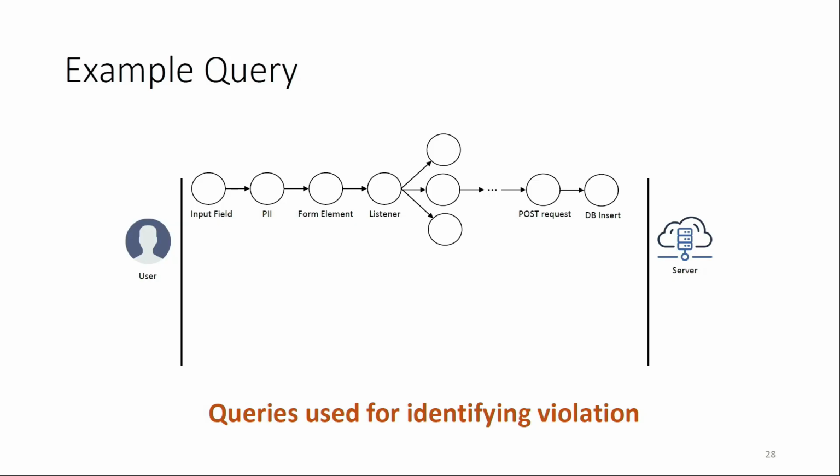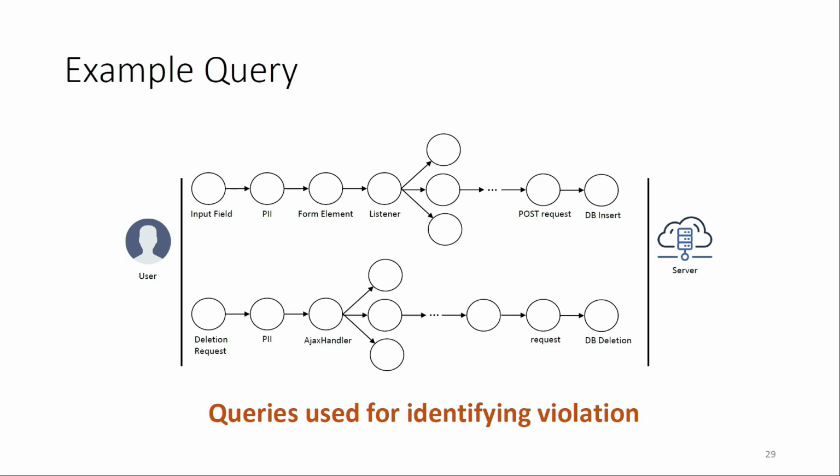So let's take a closer look. Here I'm showing one example pattern of how we use our query on the cross-language code property graph to infer whether a particular application is storing the data or not. So here on the top side, we can see that the application is storing the personal information using an HTML input field. On the bottom, we can see one pattern where the application may delete the corresponding personal information from the WordPress plugin from the applications.